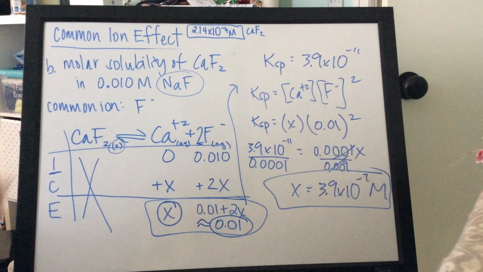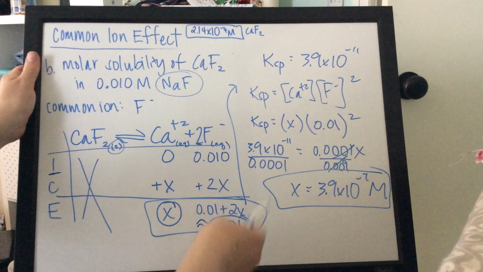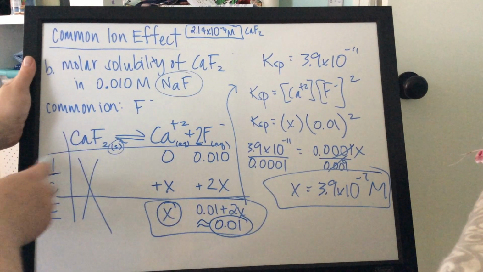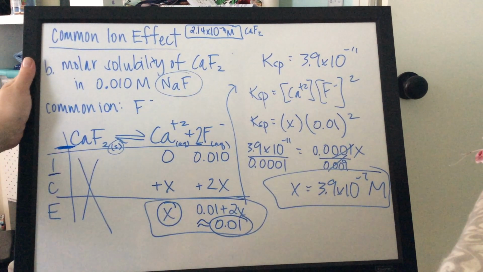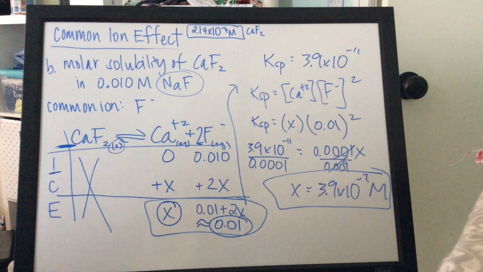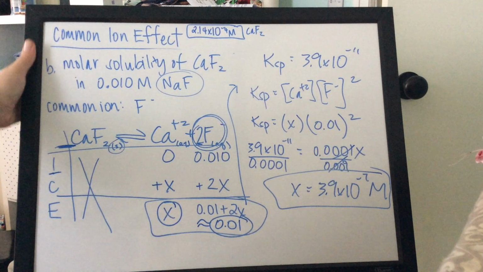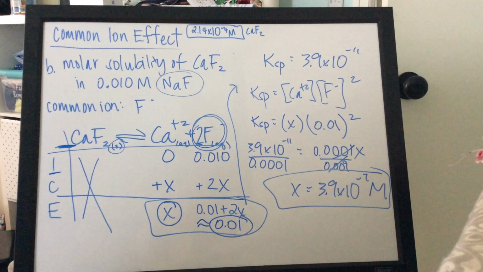Remember, X in this case is still the same idea. X is the molar solubility, and it relates back to the whole compound because of the one-to-one relationship. So what's the whole point of this? The point was to prove that a common ion would reduce the molar solubility, and in fact, it very much does.